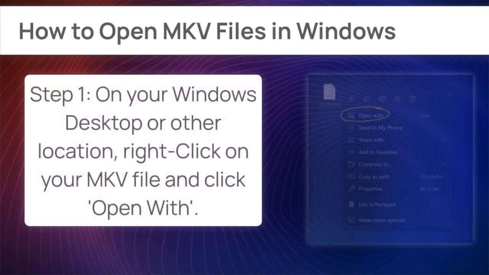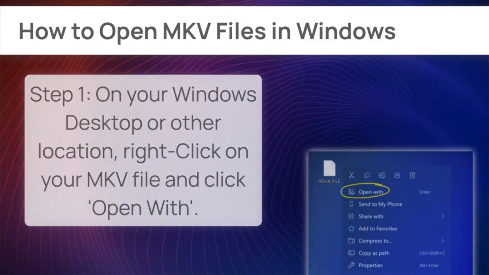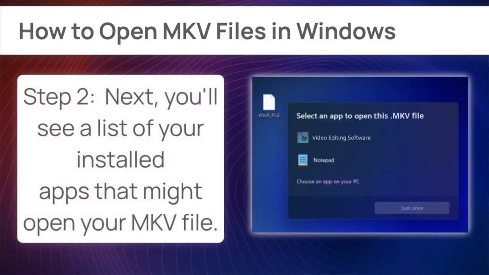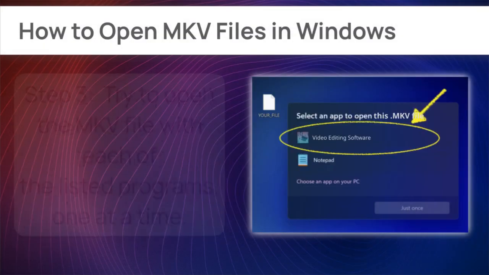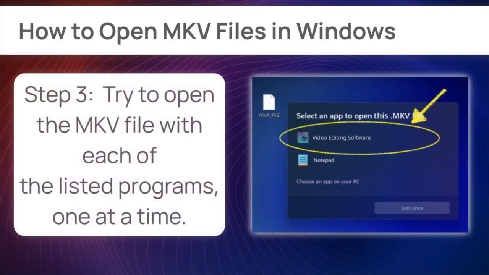To open this specific MKV file, right-click your file and select Open With. If video editing software is available, use that first. If it's missing, choose another program. Testing is the only way to be sure.